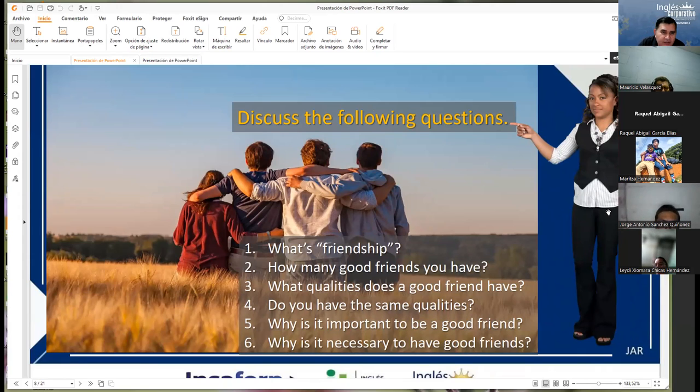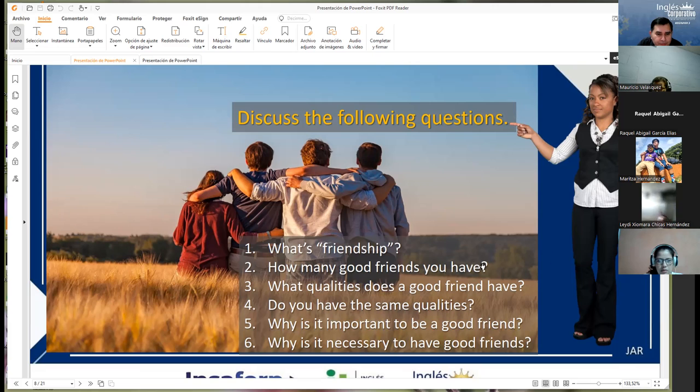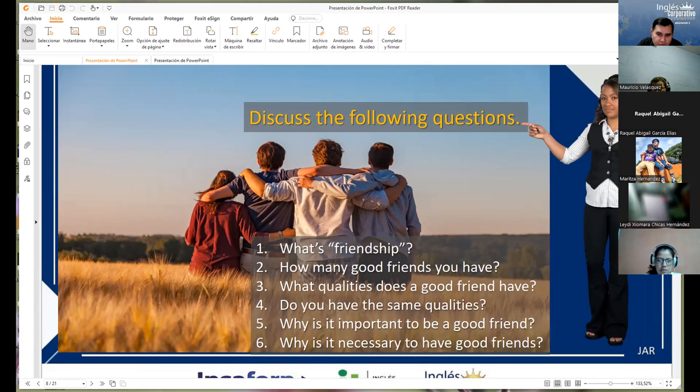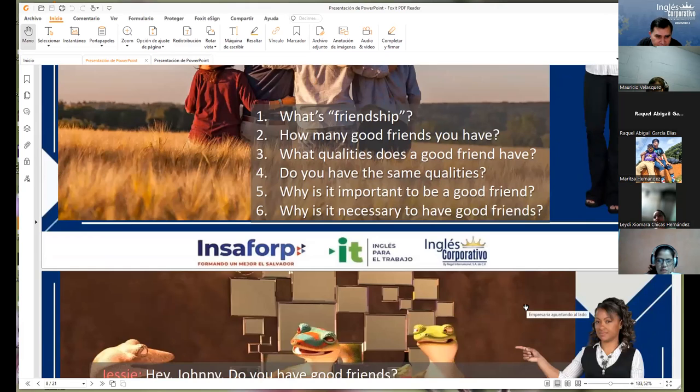The discussion says, discuss the following questions. What's friendship? How many good friends do you have? What qualities does a good friend have? Do you have the same qualities? Why is it important to be a good friend? Why is it necessary to have good friends? Okay, these are the questions.